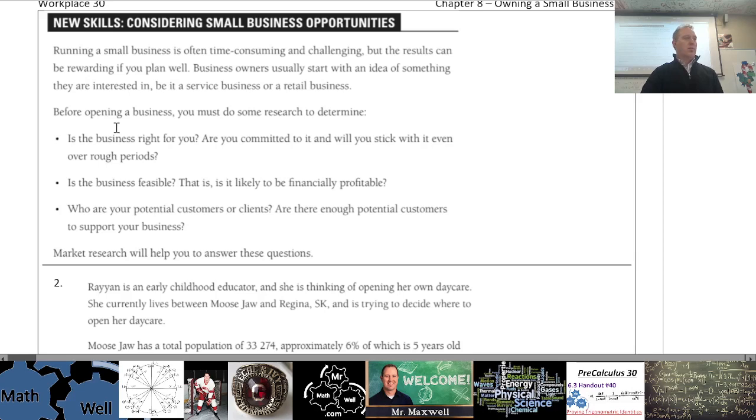Before opening a business, you must do some research to determine a few things. Is the business right for you? Are you committed to it, and will you stick with it even over rough periods? Is the business feasible? That is, is it likely to be financially profitable? And who are your potential customers or clients? And are there enough potential customers to support your business?